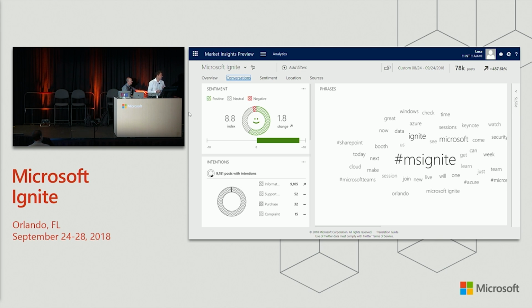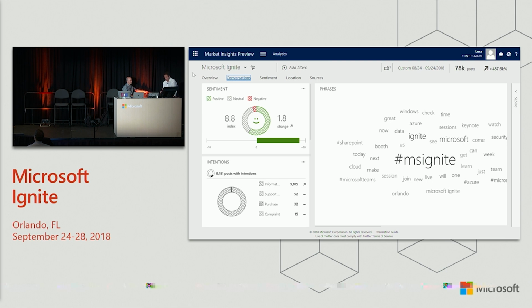And using statistical modeling and Azure Learning, we will be able to deduce and infer some very interesting insights out of all that information. So for the purpose of this demonstration, we're going to use Microsoft Ignite. What we're going to see now is an understanding of what you guys think about us on stage.